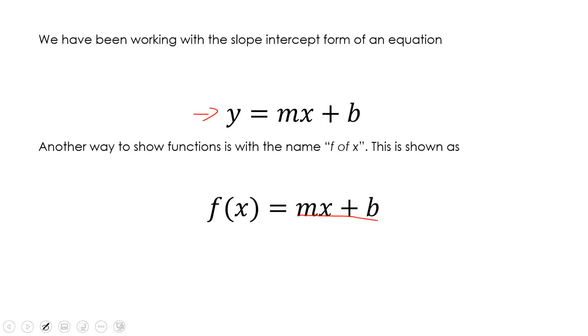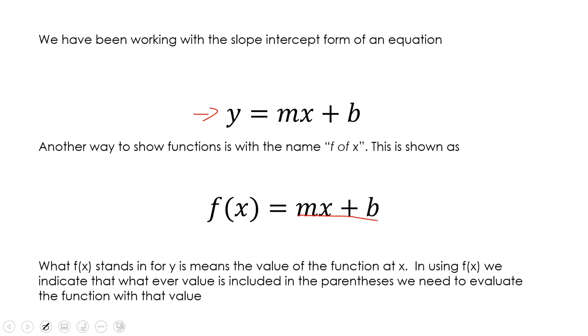What it's telling us, though, is we're going to be able to plug in for x whatever's inside the parentheses. So if we see an example, it's like f of 3. Then wherever we see x in our equation, we're going to plug in a 3 and calculate the equation out to figure out what the value is. Does that make sense?